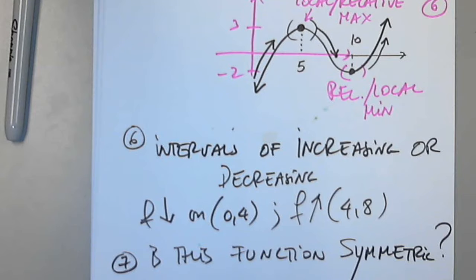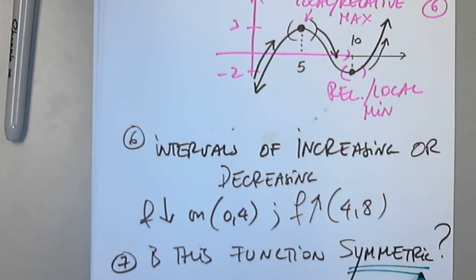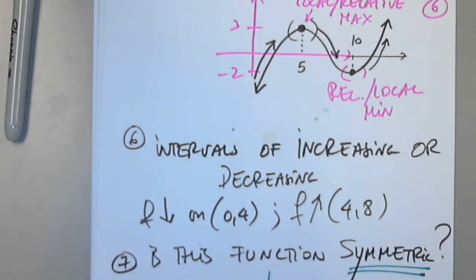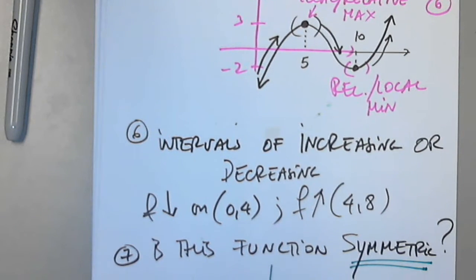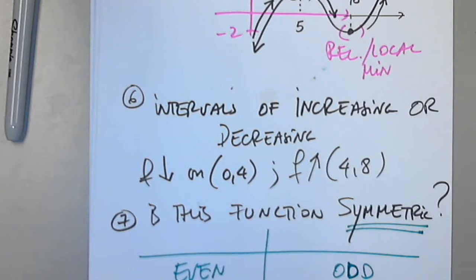Yes, Kelsey? No. So there are two, but I think you're thinking about the same thing. There are two types of symmetry for functions. A function can be even or odd. If it's even, it's symmetric with respect to the y-axis. And if it's odd, the function is symmetric with respect to the origin.